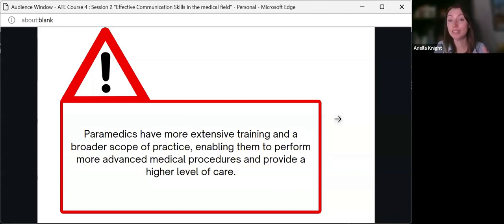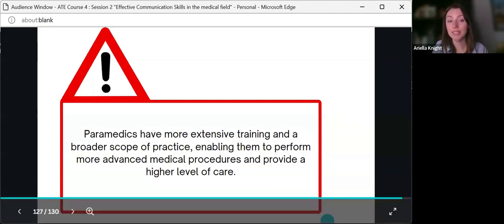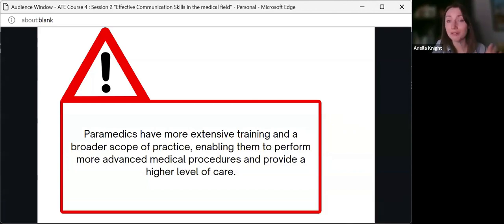Paramedics have more extensive training and are, I would say, the superior medical professional on site in an emergency. The EMT is a lower level and very important medical professional as well. All right, let's just go through one last thing before I let you go.